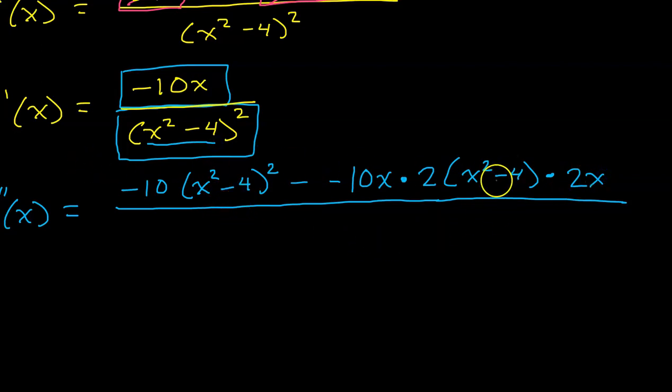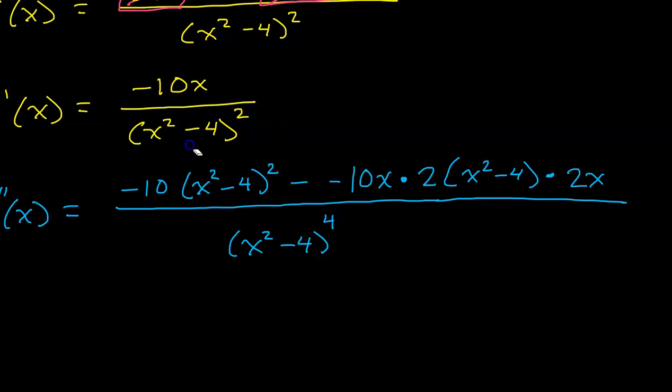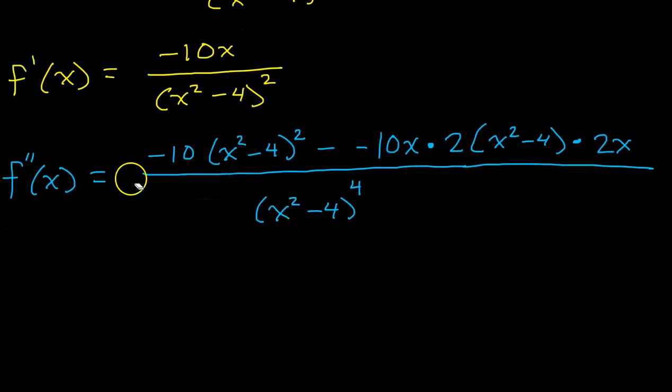All right, so that's the top part of the quotient rule. And then you're just supposed to square the denominator. So of course, if I take x squared minus 4 squared and I square that, it'll be the same thing, but it'll be to the 4th power. Let's see, can I get rid of these? All right, so this is an expression for the second derivative. Obviously, we're just going to simplify this as much as we can.